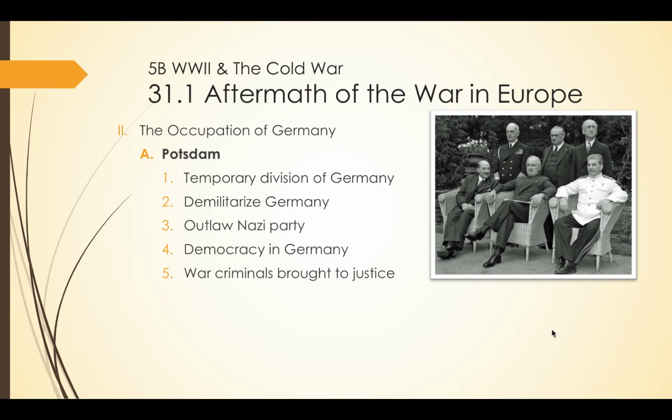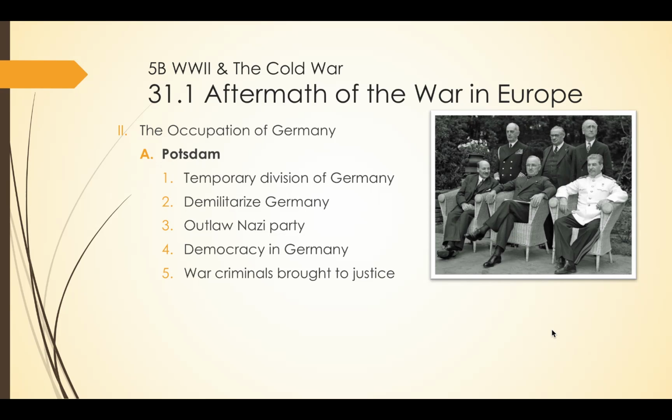At the Potsdam Conference, they made several agreements. This is called Potsdam because it takes place in the German city of Potsdam. One, they agree that they will have a temporary division of Germany. So they're going to follow through where they divide Germany in those four regions. And then eventually they would unify them together to make a unified Germany again.